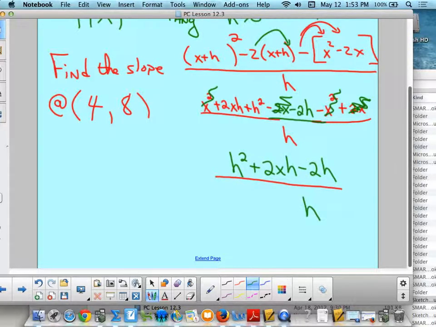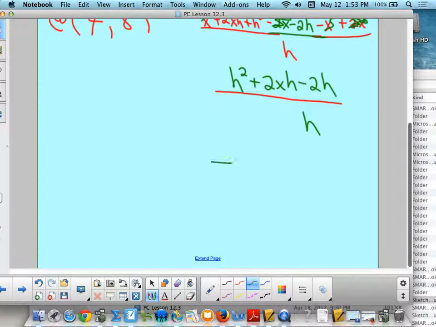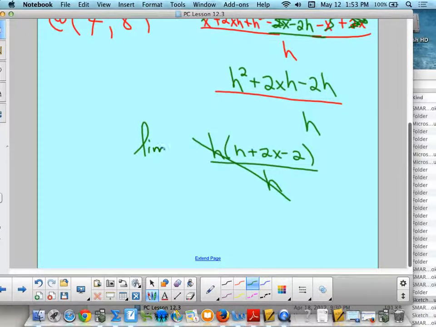You're supposed to find this first. Take out the h. That's what you do. Then plug in the number. The h's cancel. Remember, we're doing the limit as h approaches 0. Put the 0 in. This was your formula right here. And you do it.